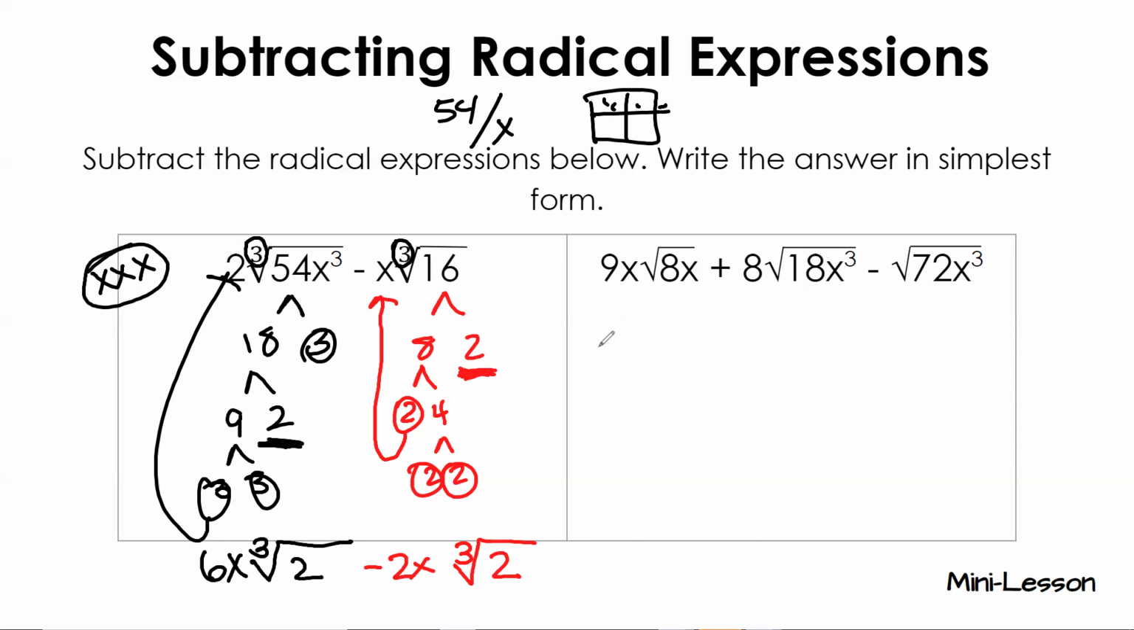Now we're still not done. Are they the same underneath the radical? Yes. So that means I can combine them, right? So what's 6x minus 2x? 4x. I'm going to write this over here. 4x cubed root of 2. That's our final answer.